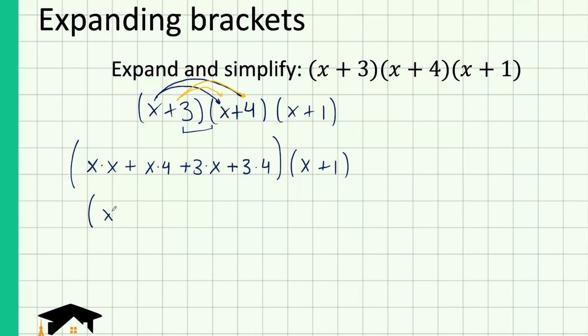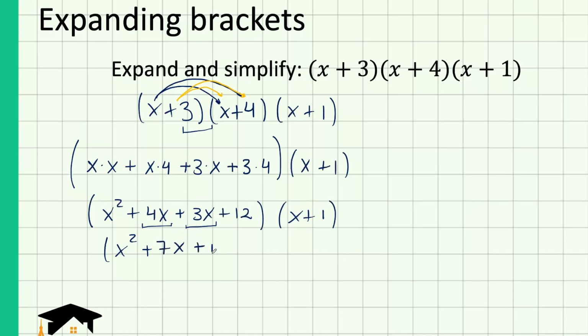X times x is x squared. X times 4 is 4x. 3 times x is 3x. And 3 times 4 is 12. So now we can put together 4x and 3x. 4x plus 3x is 7x. And all this is multiplied by x plus 1.